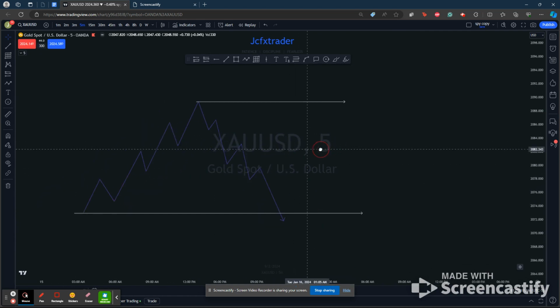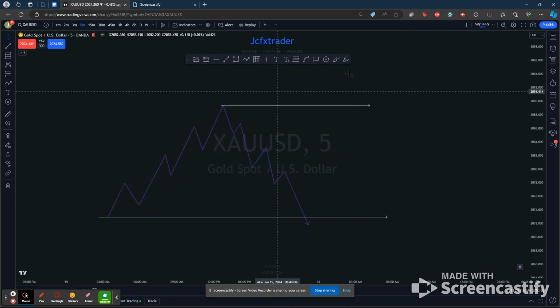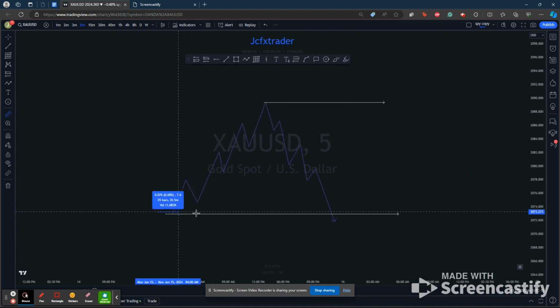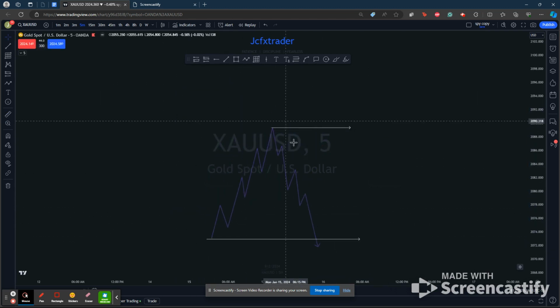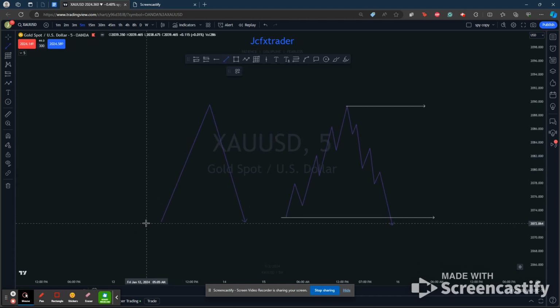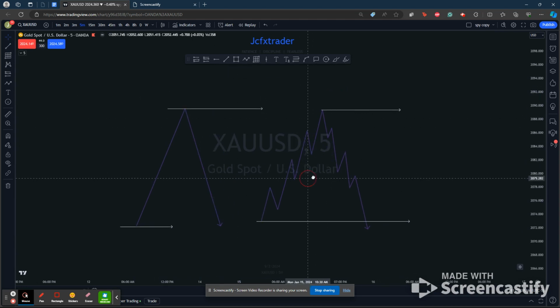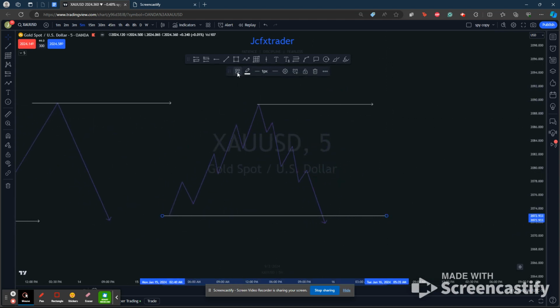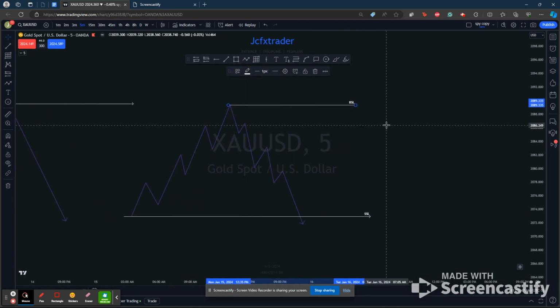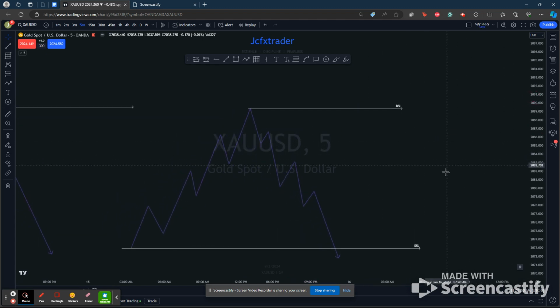Now there are two types. We have external liquidity and internal liquidity. External liquidities are from the swing highs and the swing lows, because these are the main points. If we were to draw this out on a bigger time frame, it would look something like this. The tops and the bottoms would be right here, so this is where your external liquidity would rest. Right here at this low, you would have what's called SSL, or sell side liquidity, and we would have BSL appear as buy side liquidity.